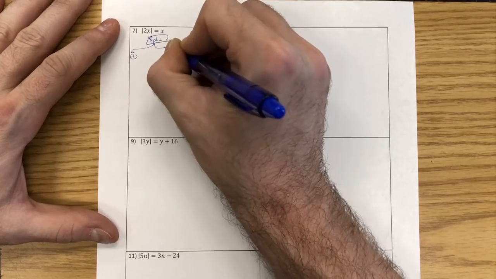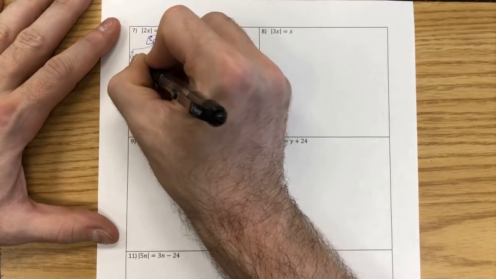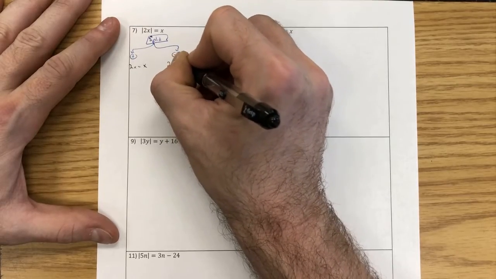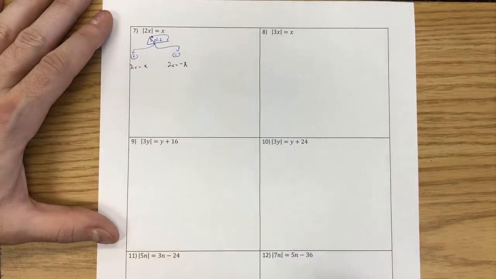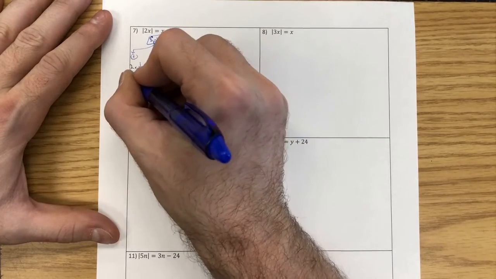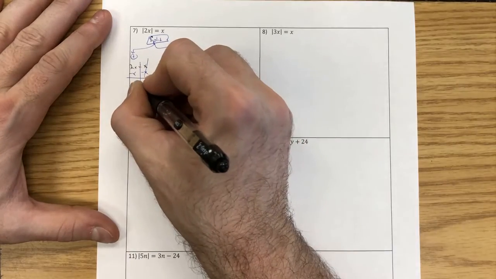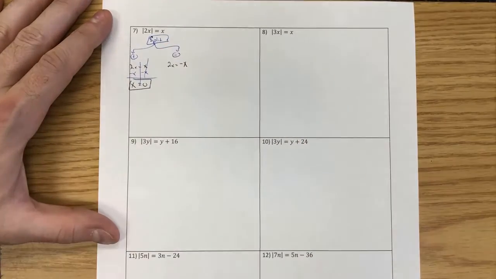Split it into the no change and the change, which means I'll have 2x equals x, and I'll have 2x equals negative x. Now, for this one, I'm going to subtract my x, which gets rid of everything on the right-hand side, so I have x equals 0. I get to try out that number.